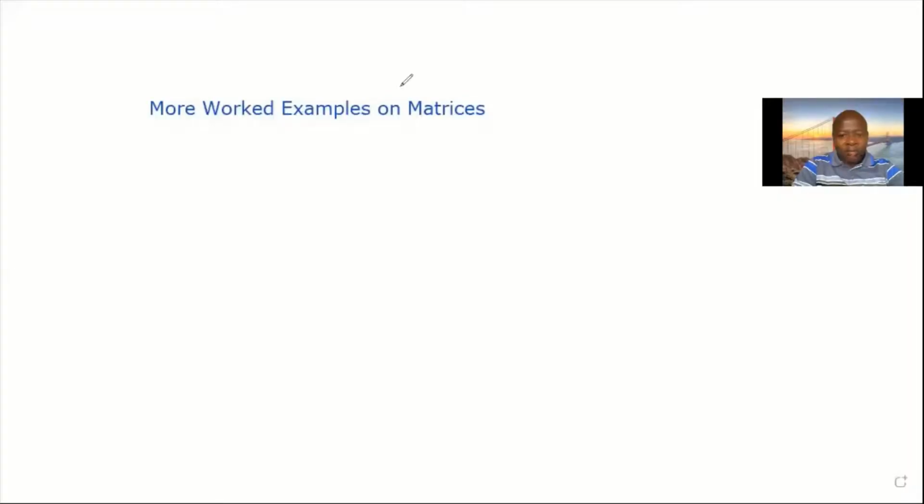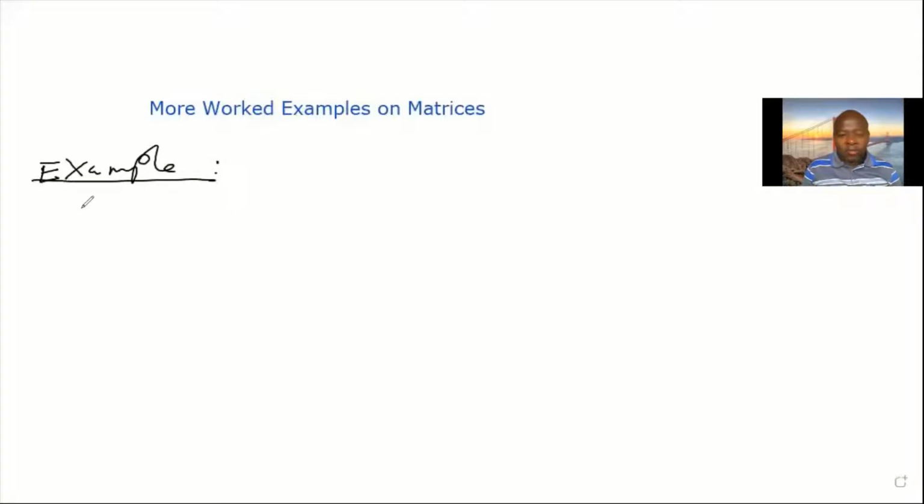We've been looking at matrices and we've looked at quite a number of examples. So today again we'll look at more other examples. So let me begin with examples. Now the first example that I want to look at is the notion of equal matrices.